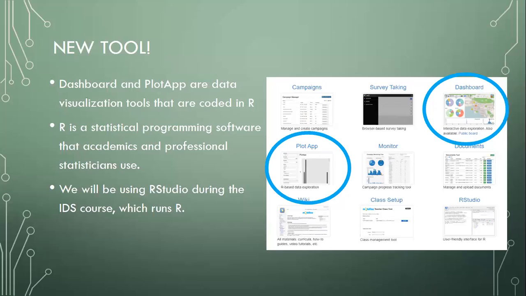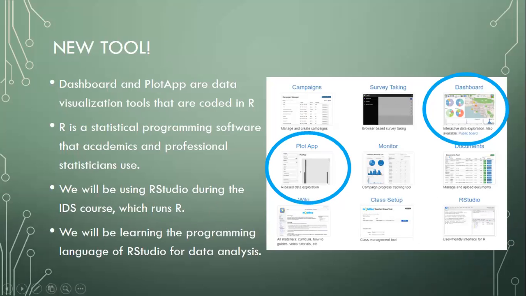Now, the program R is a very, very big program, so it's too big for us to even try to download. So we use a browser version of it, which is called Rstudio, and that's this guy right down here, on the homepage of our IDS. Rstudio runs R for us, and we're going to be learning the programming language of Rstudio in order to do some data analysis.